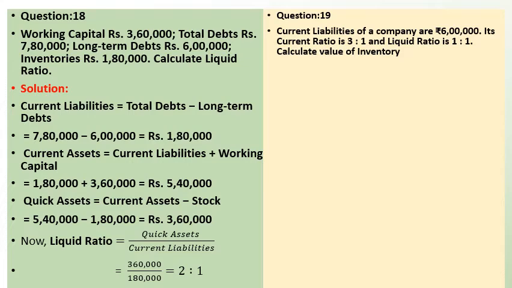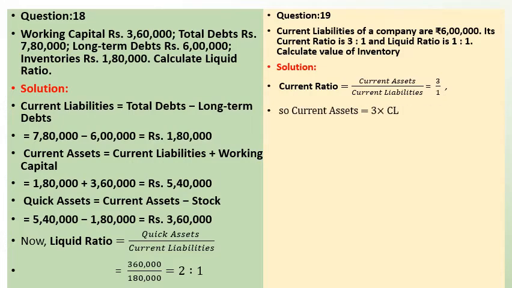Current liability of a company is given 6 lakhs. Its current ratio is given 3:1. Liquid ratio is 1:1. Calculate the value of inventory. Now we have current ratio given. Current ratio is current assets by current liability, 3:1, that is 3/1. And current assets is therefore 3 into current liability. Just cross multiply. You will get 3 into CL, that is your current assets.